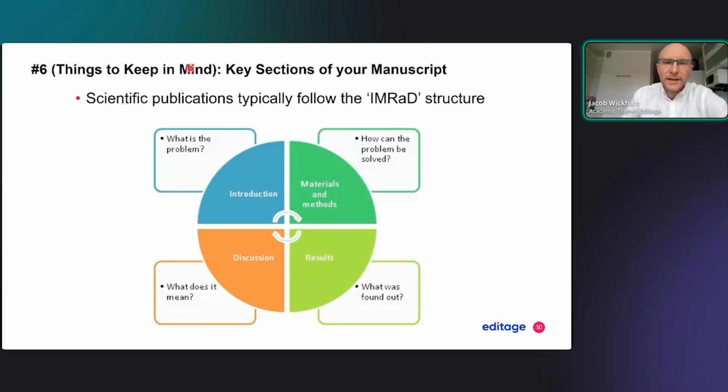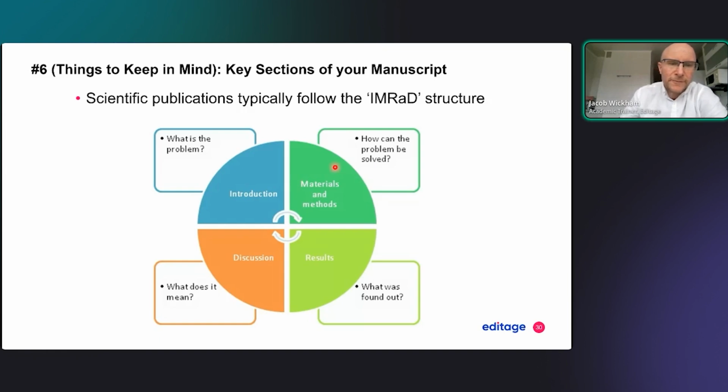You also want to have the key sections of your manuscript in mind, and that your manuscript follows the IMRaD structure. Even if it's a very short paper, like a brief communication, they all follow the IMRaD structure, even if you don't have the specific sections. But most journals will follow this structure.